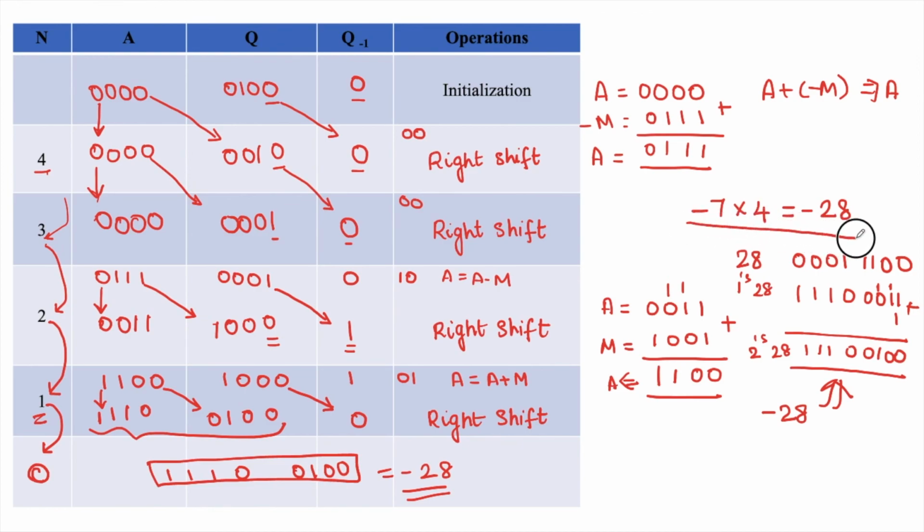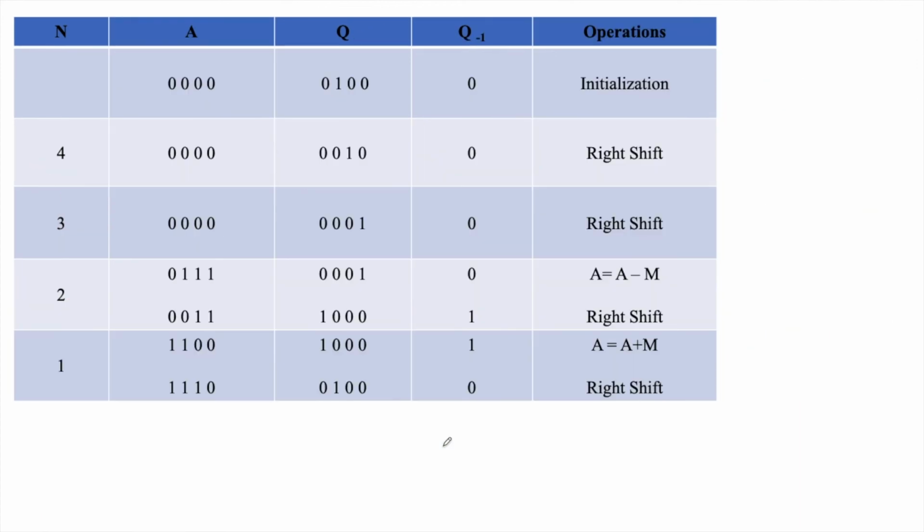Minus 7 into 4 equals minus 28. This is what we expect. And here we resulted with the same minus 28. So thus we have performed signed multiplication using Booth's algorithm, where we obtained minus 28 just by direct multiplication of the two decimals, and as well as through the Booth algorithm procedure also. Hope the explanation was clear.